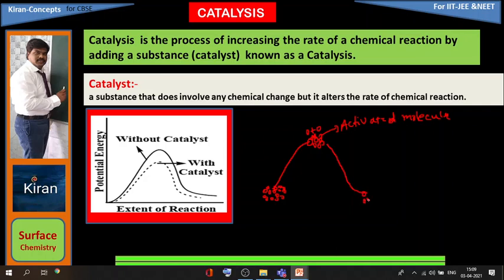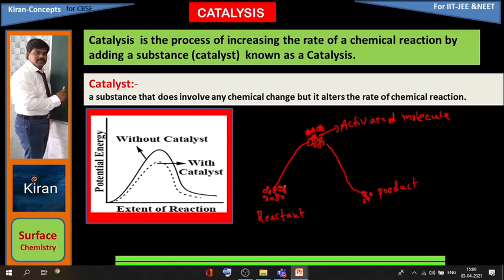Here the product, a new substance, is formed. These are the reactant molecules. So reactant molecules collide with each other to get energized. These energized molecules are known as activated molecules. Activated molecules combine with each other, and you will get the product. So this is the process before adding the catalyst.